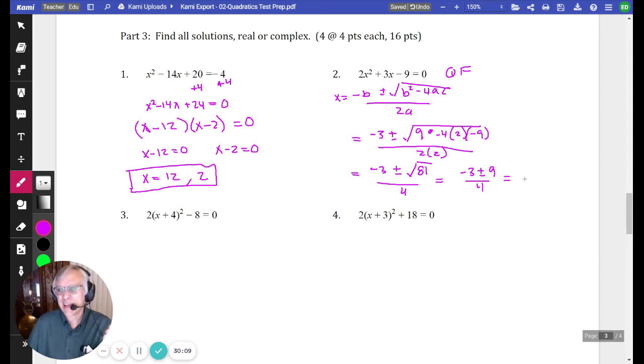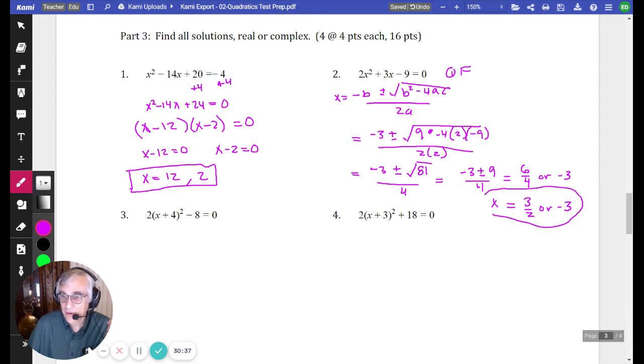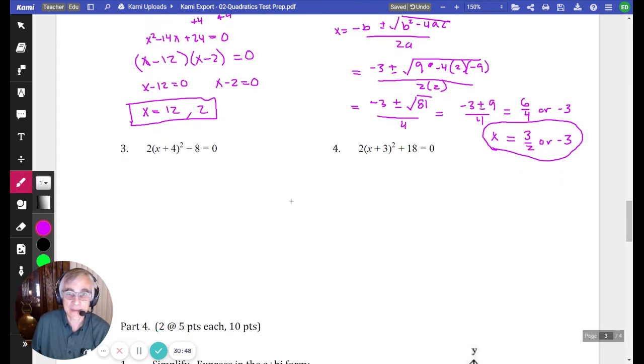So negative 3 plus 9 would be 6. So you have 6/4, or negative 3 minus 9 would be negative 12 over 4 would be negative 3. If we want to simplify that, of course, we would have 3/2 or negative 3. So that's what x is equal to using the quadratic formula. And you'll notice if you look at the answer key that's published for the practice tests, we factored it, got the same answer.